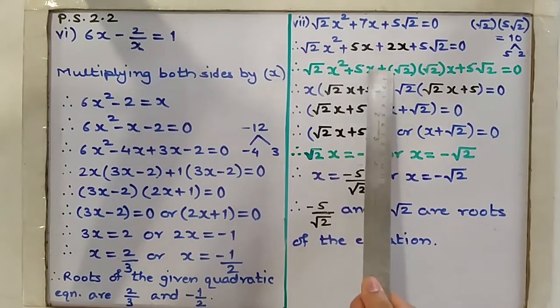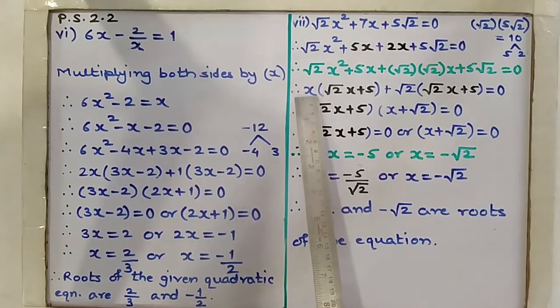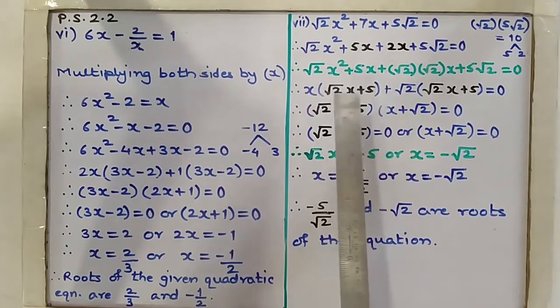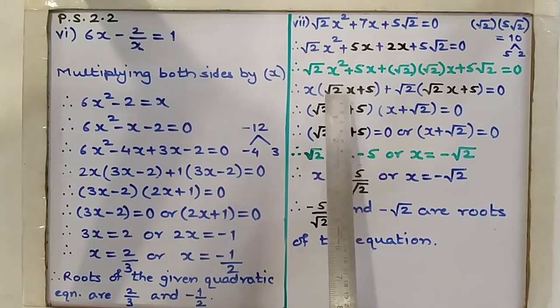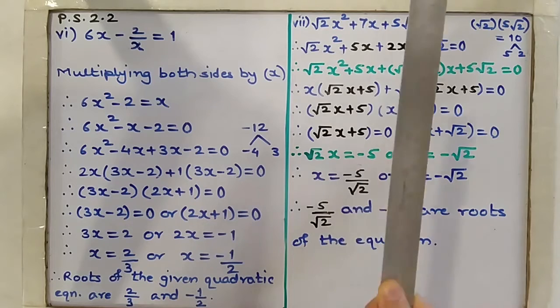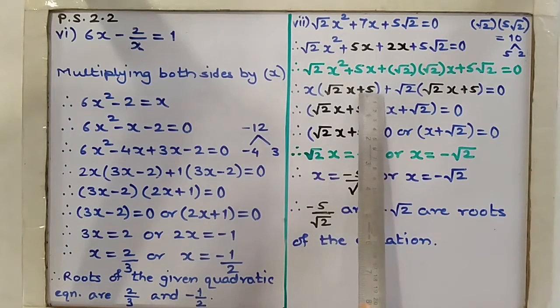Now look at these two terms. From these two terms we can take x common. So what we'll get inside the bracket? From this term we have taken x common, so over here you will get root 2 x, and from this term also you have taken x common, so you'll get plus 5.